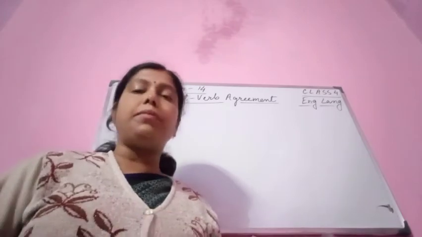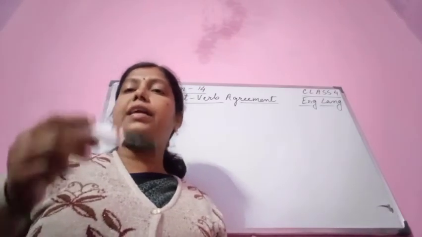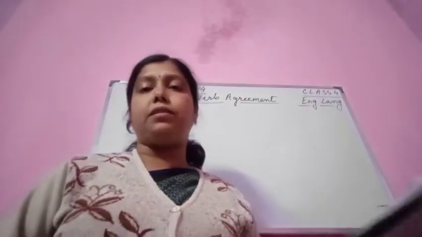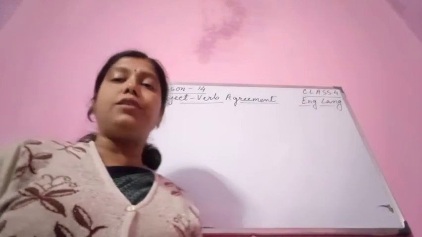And what are the forms of the be verb? Is, am, are, was, were. Is, am, are we use in the present tense. Was and were we use in the past tense. You keep in mind all these things you know.